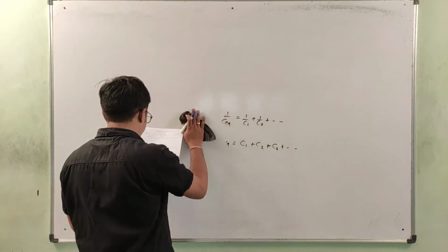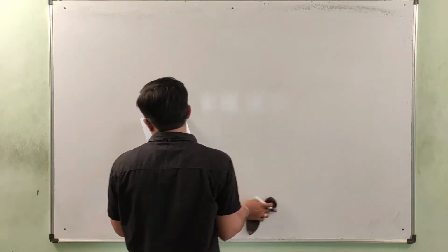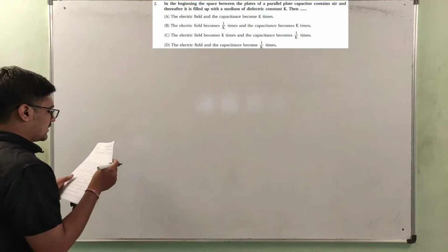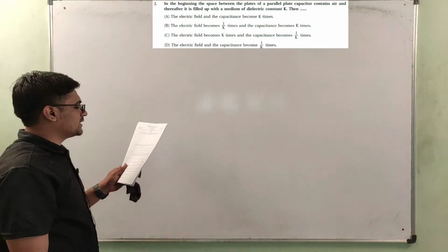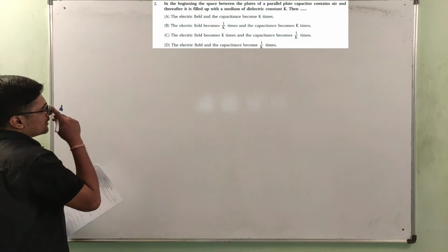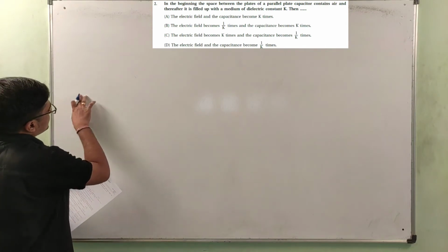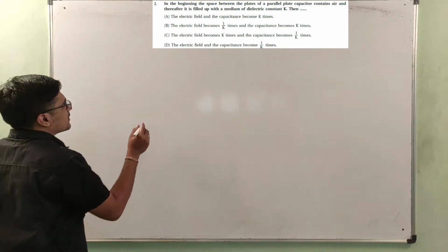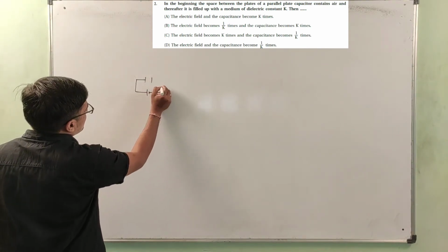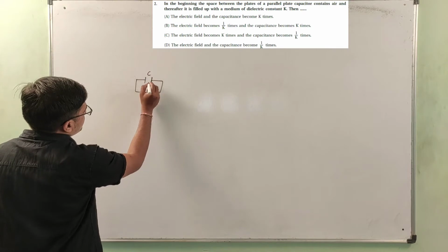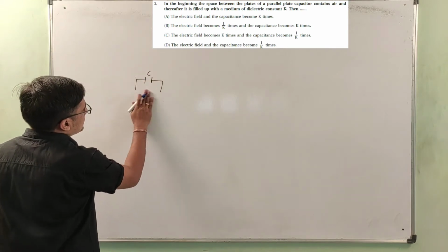Question number 2. In the beginning, the space between the plates of the parallel plate capacitor contains air, and thereafter it is filled with a medium of dielectric constant K, then what happens? So here there are 2 methods of dielectric insertion. In first method, connect capacitor with a battery. Then after charging of capacitor, remove this battery.